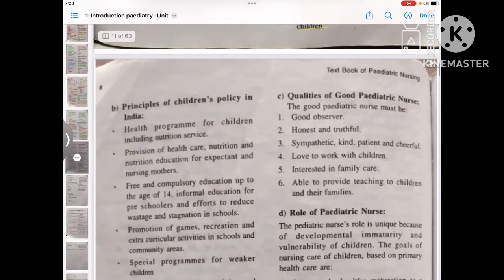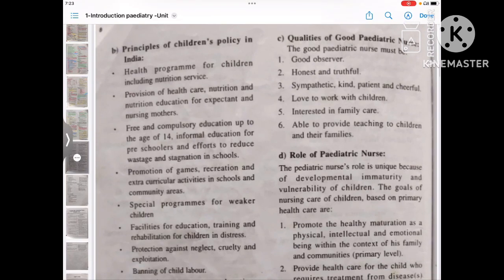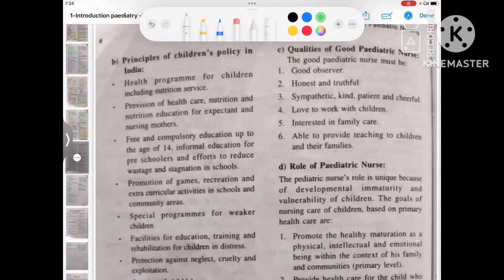Next one is the principles of the children's policy in India. There are some principles. The first one is the health program for children, including nutrition service, which is very important. So we will improve the nutrition of the children. The government has provided a health program for the children, including the nutrition service.